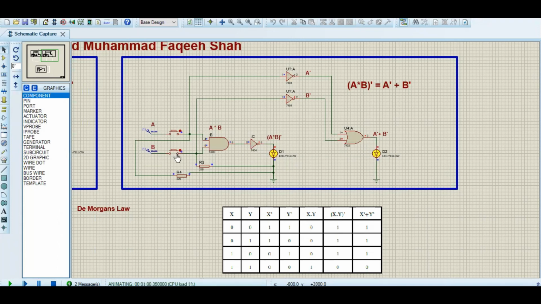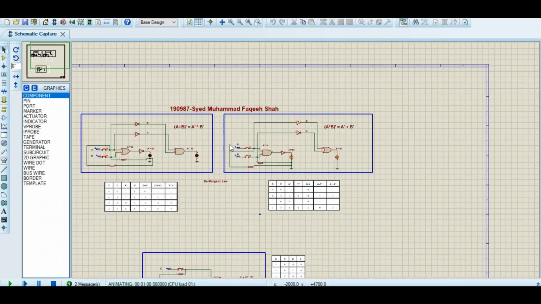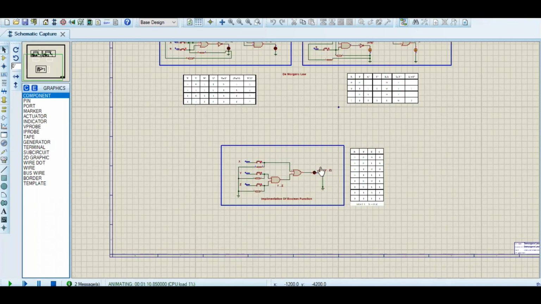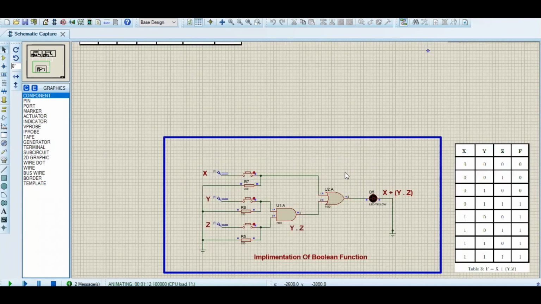So if I close any one of these, if I close y, I close b, still the output is 1, which our table shows the output will be 1. Similarly, if I open this one and close this one, still our output is 1. So in this way, the circuits are working greatly. Now we will move towards our implementation of the Boolean function circuit.